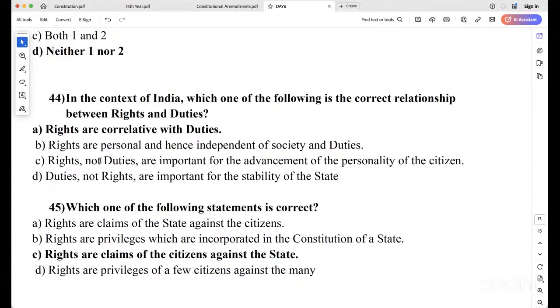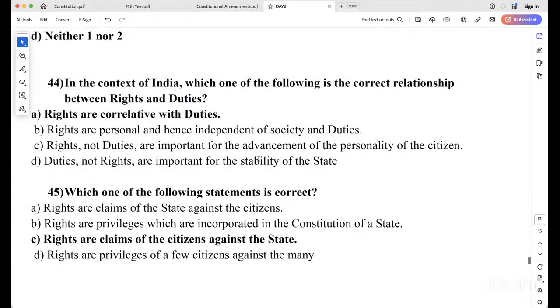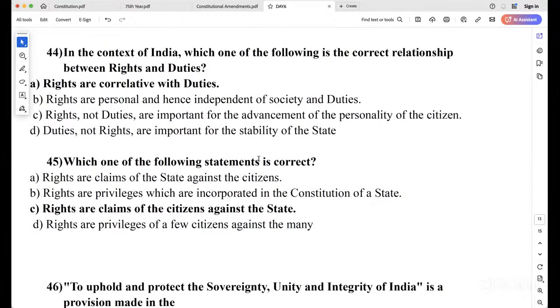Next, rights, not duties, are important for the advancement of the personality of the citizen. Is that true? Which is important for the advancement of the personality of the citizen? Okay, duties, not rights, are important for the stability of the state. Is that true? All these are included. All these are important. So the best option would be rights are correlated with the duties.